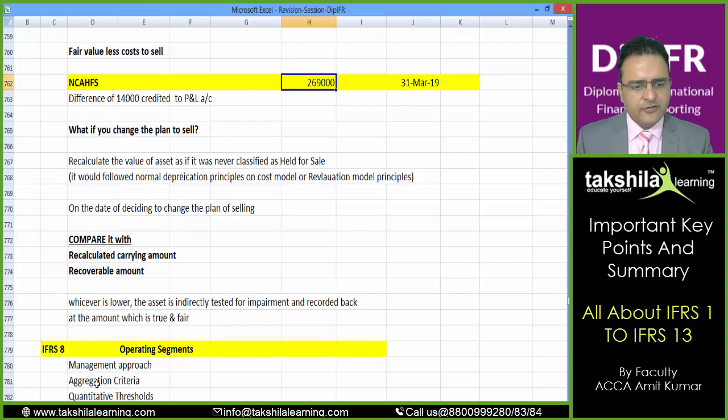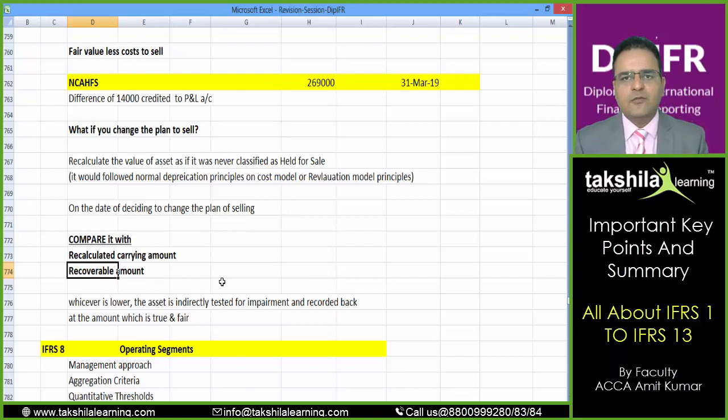So on the date of deciding to change the plan, we need to recalculate carrying amount as if this asset was never reclassified as held for sale, and will know the recoverable amount. Whichever is lower, now there is an automatic impairment when you decide to take back the asset into its normal category. Automatic impairment testing happening here, and whichever is lower becomes the amount at which it will be recognized. Now if it is redirected back to PPE, this lower of the two carrying amount will become the initial cost of PPE, and on the basis of the remaining useful life will be charged depreciation in future. This is how it works if we change the plan.